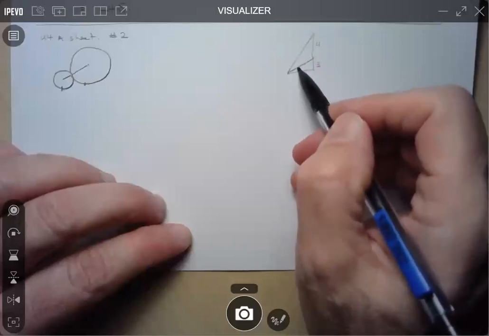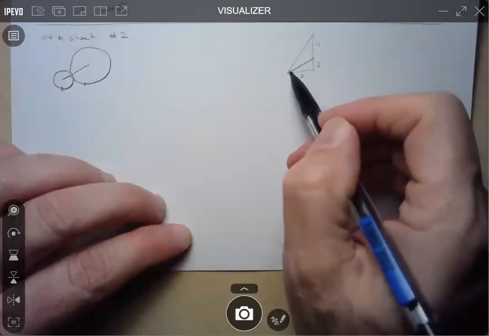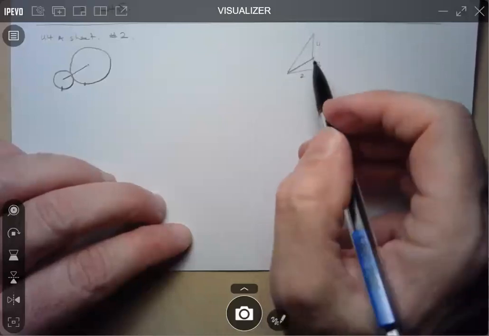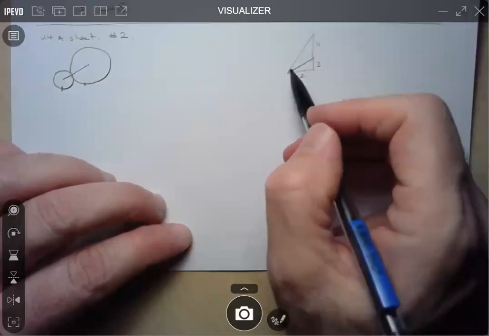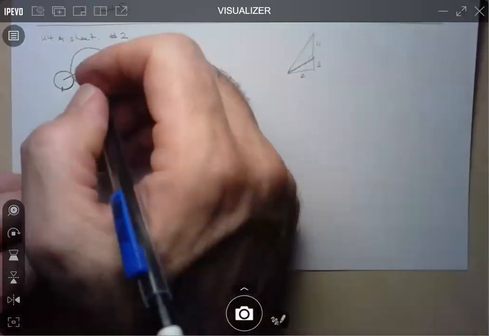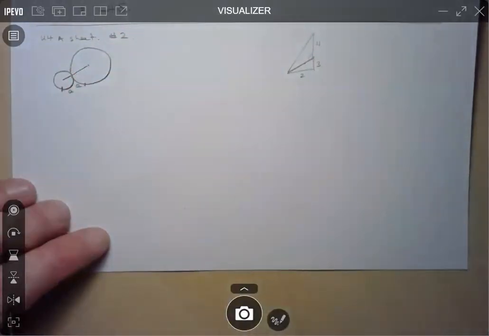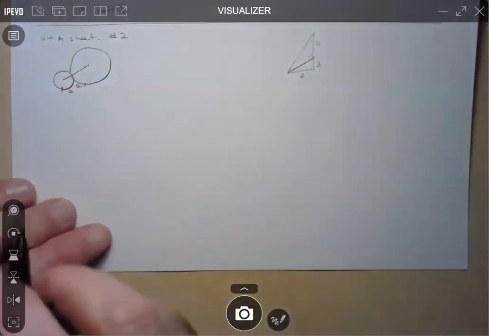Use what they have in common. So once you find the hypotenuse of this first triangle, you can now find information about this triangle above. Same thing here, this arc is going to be the same on both circles. But what do they have that's different?